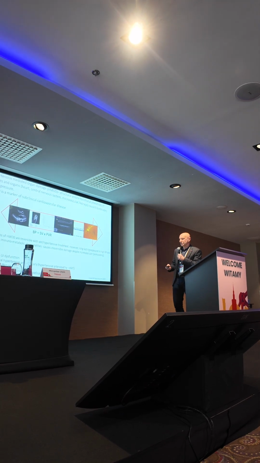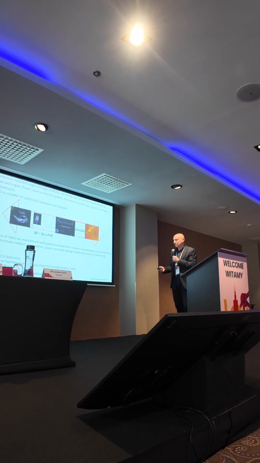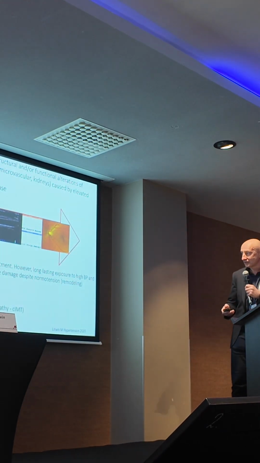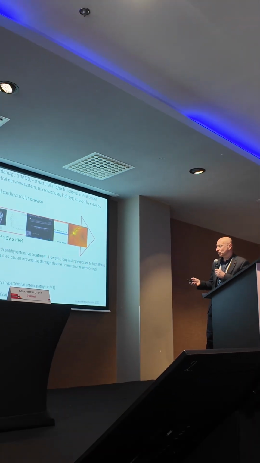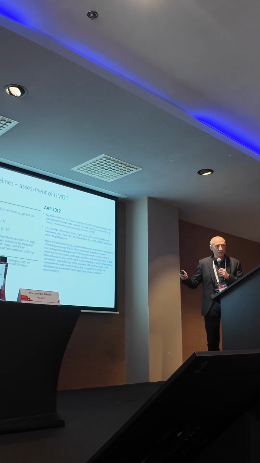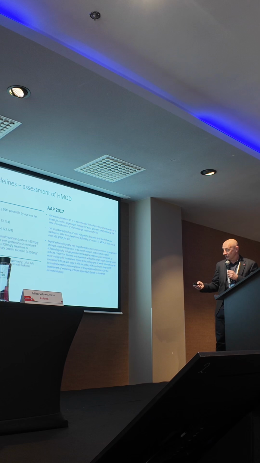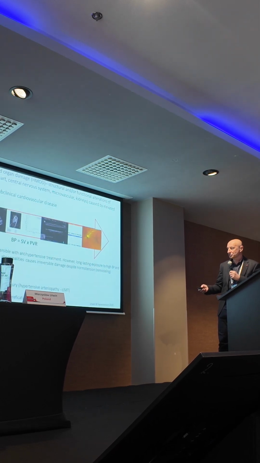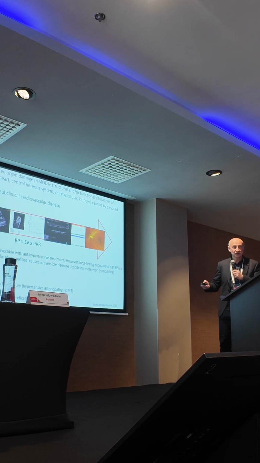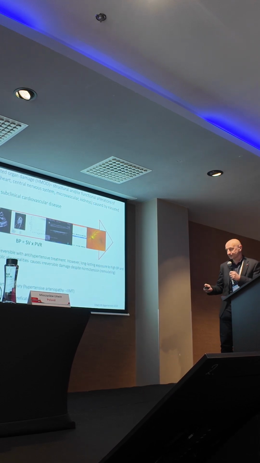Some forms of hypertension mediated organ damage are reversible with antihypertensive treatment, especially in children when we start early treatment. However, long-lasting exposure to high blood pressure and associated immunometabolic abnormalities is especially important in case of primary hypertension. It may cause irreversible damage despite normotension. So remodeling already started.